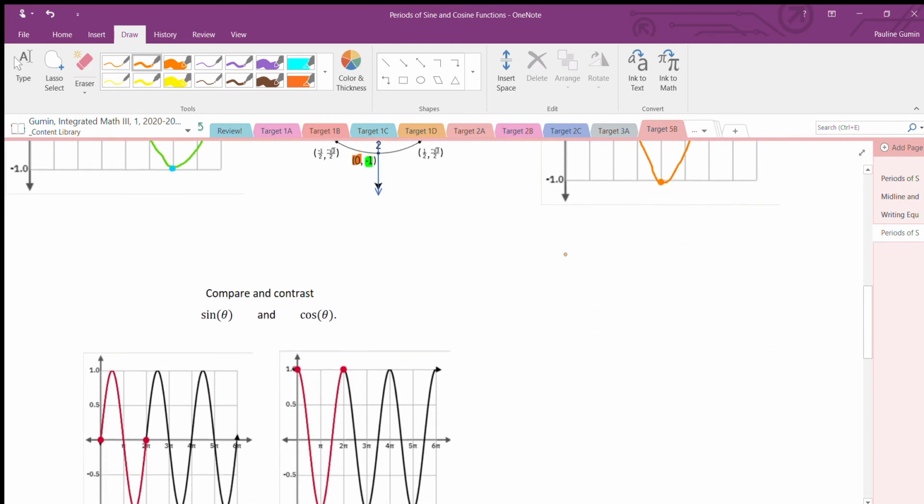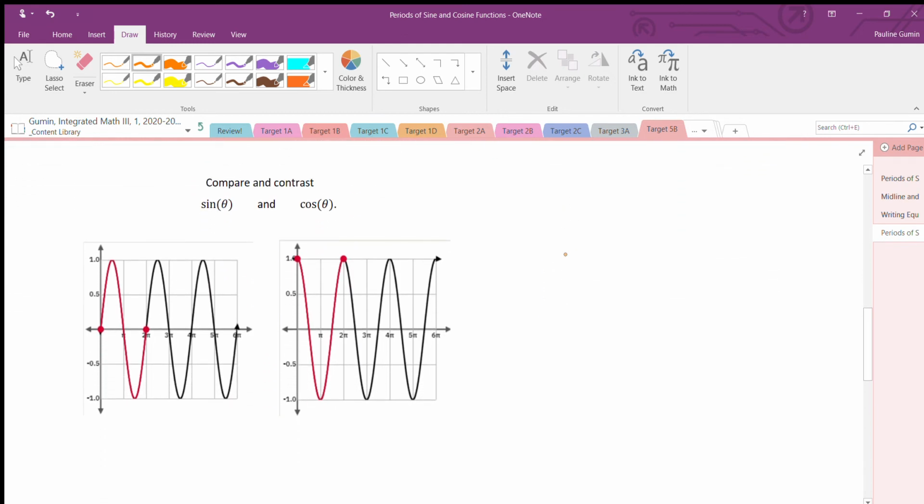Here's a better picture of those graphs. Here they are, sine and cosine. A couple of things to notice here. Sine starts like at this point, goes up, goes down, goes back up. And I didn't want to say 0 because sine can get moved around. Cosine, however, starts at an up position, goes all the way down, and then all the way back up. Those are a couple of things to compare and contrast on these graphs.